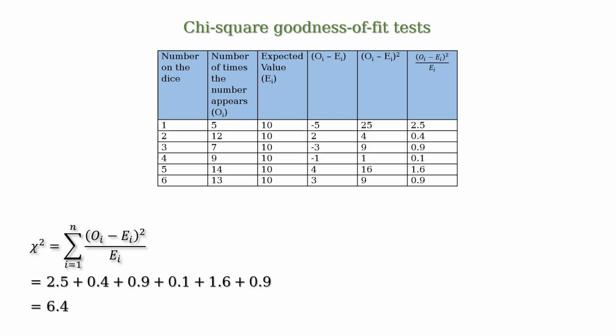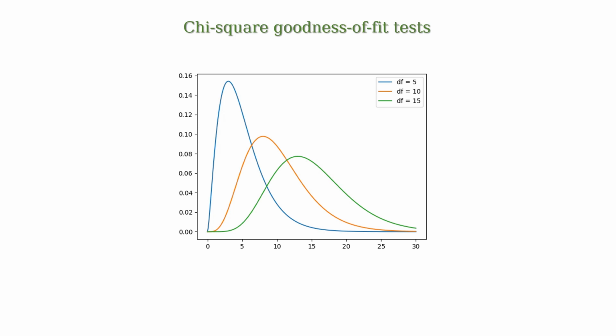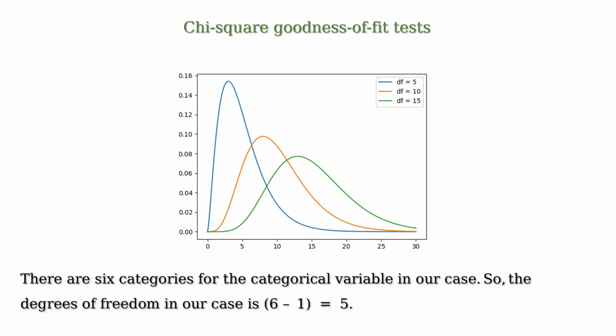Please note that this test statistic follows the chi-square distribution as shown in the graph, and the shape of the chi-square distribution graph depends on the degrees of freedom. So, we will look at the chi-square table to find out the critical value for a particular degrees of freedom. Please note that there are 6 categories for the categorical variable in our case. So, the degrees of freedom in our case is 6 minus 1, that is equal to 5.